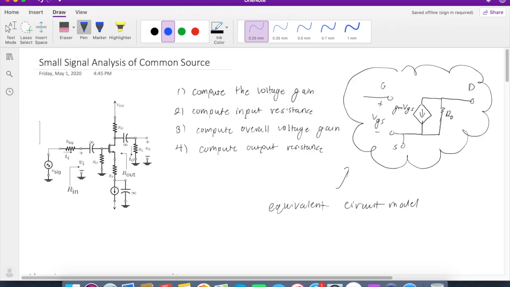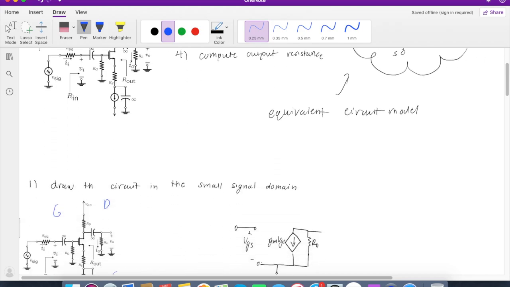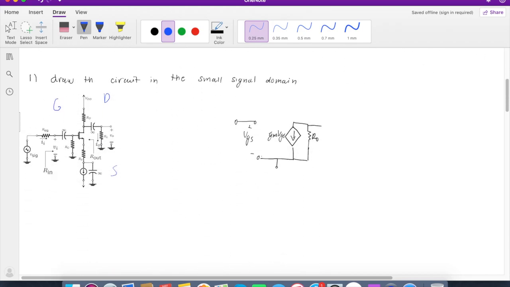So the first thing we want to do in any small signal analysis is always draw the circuit in the small signal domain. So that means we short circuit the capacitors and deactivate all the DC sources, which in this case is the current source in the source and the VDD. As always, we draw the circuit model first and then we add the components.